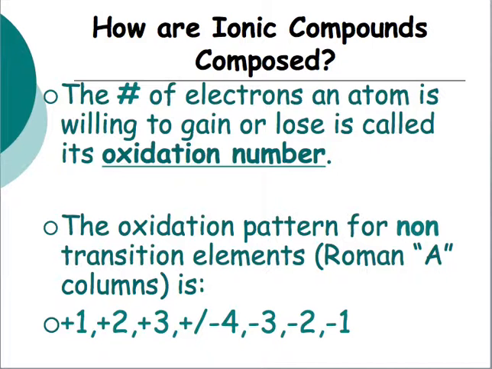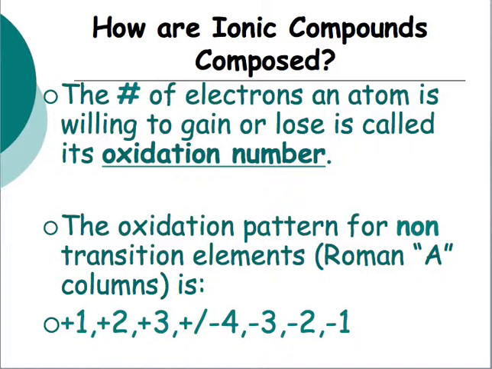The number of electrons an atom is willing to gain or lose is called its oxidation number. So we've been calling it charge and giving it a positive and negative number and saying, what is that atom's charge, or what does it become? We're actually talking about oxidation numbers.